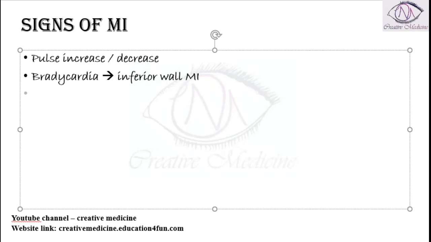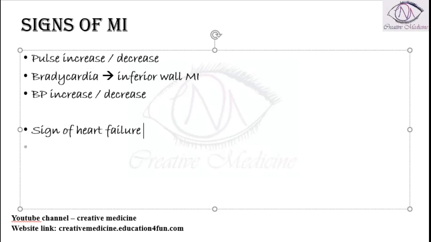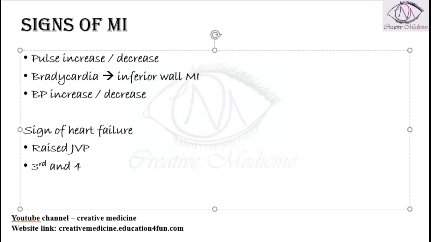BP is found to be either increased or decreased in the MI. And sometimes there can be signs of heart failure seen in some of the patients, like raised jugular venous pressure. Third and fourth heart sounds are also seen in these patients, with basal crepitations.